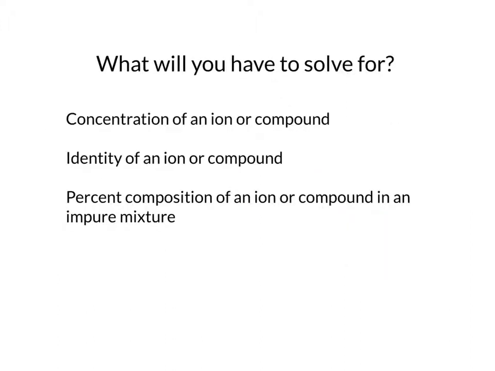Now, gravimetric analysis is an extremely versatile technique. You could be asked to solve for a variety of different things like concentration of an ion or compound, identity of an ion or compound, percent composition of an ion or compound in an impure mixture, amounts, a bunch of different things. So I've got 4 examples that we're going to look at to solve for each of these.